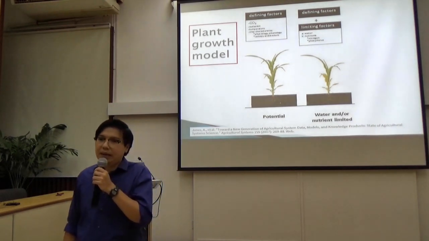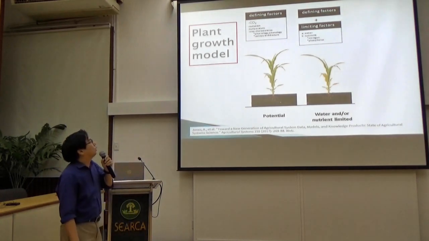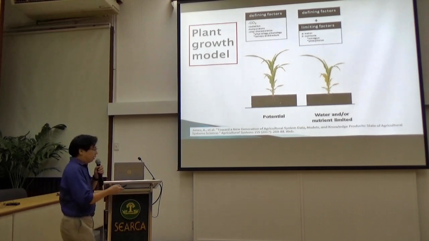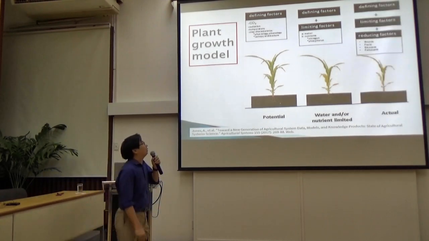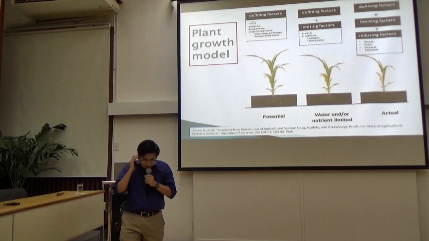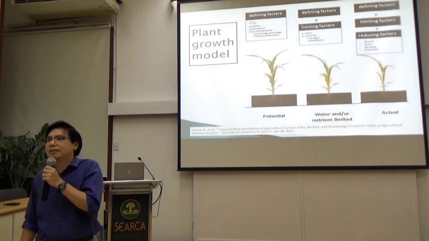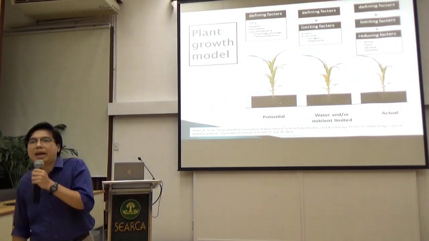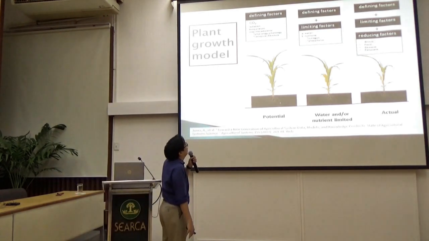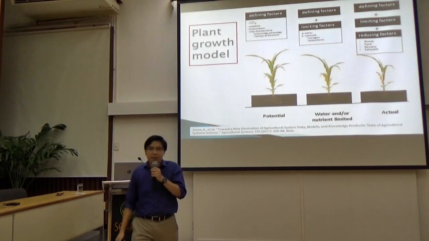So you try to see what will happen if the plant grows under conditions where there's not enough water, not enough nutrients, what happens? So those are limiting factors. Okay? And the last one are reducing factors. If you have weeds, pests, diseases, and growing plants. Okay? So you can see, no, just modeling the growth of a plant is medyo complicated na, di ba? It's complicated. You have to know, no, the biology and how these factors affect your plant growth.